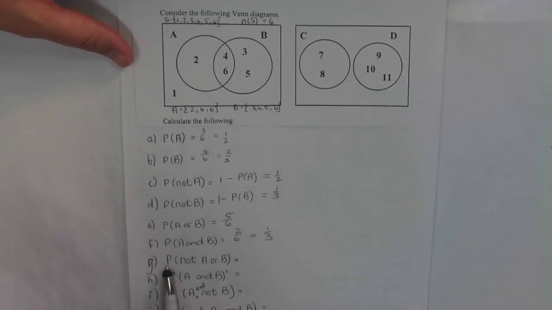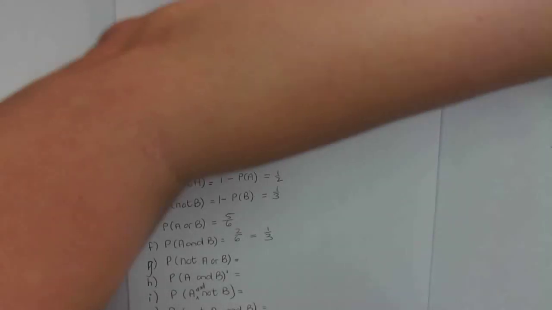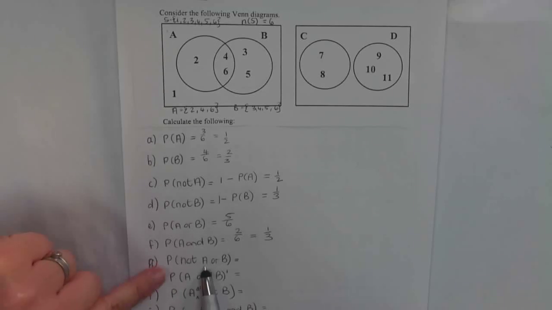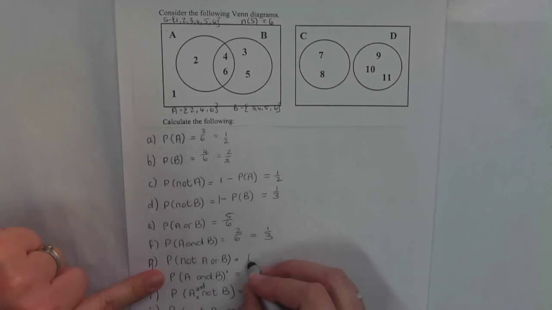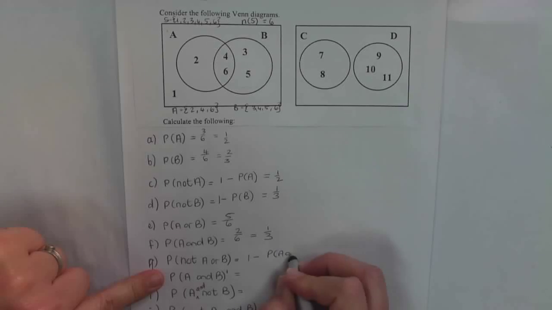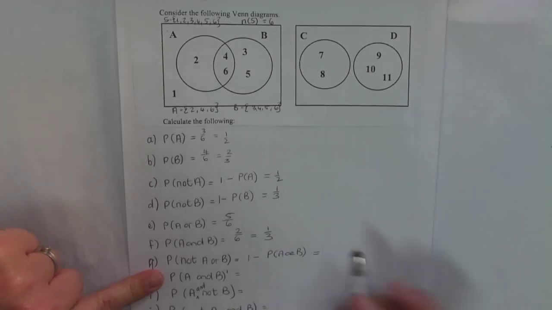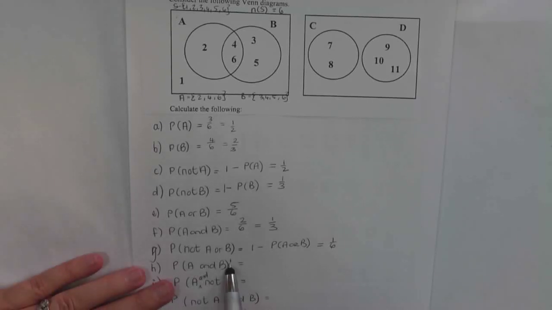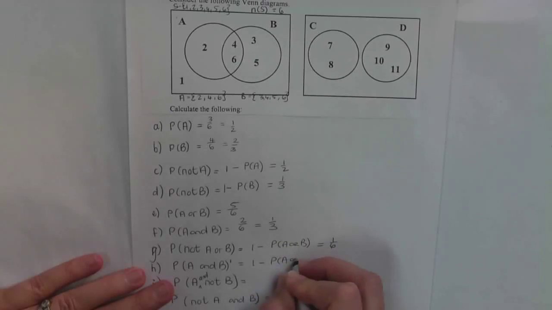What is the probability of not A or B? Sorry for that. What is the probability for not A or B? So what is the probability for A or B, and subtract that from 1? So A or B is 5 over 6, so what is left is 1 over 6.